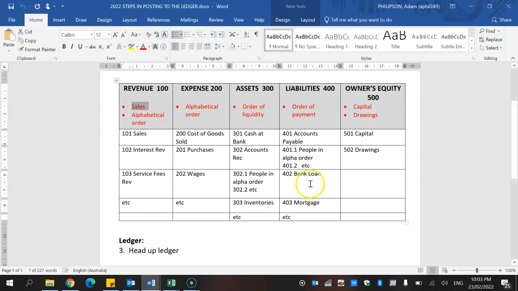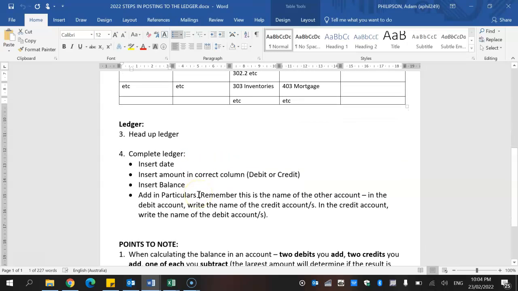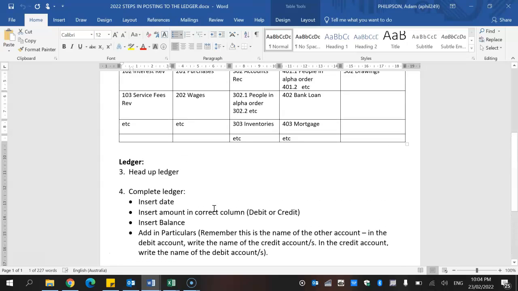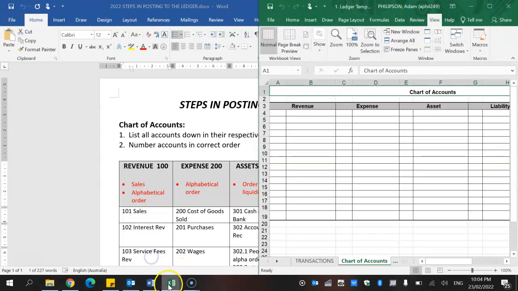drawings. So the second step will be we go and create our ledger template. And once we've got our ledger template all headed up and set up nicely, we then go and start posting transactions. Okay, so you've got that there beside you to keep handy as you're working through the process. Okay, back to it.